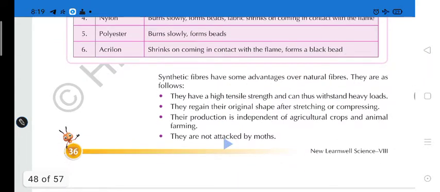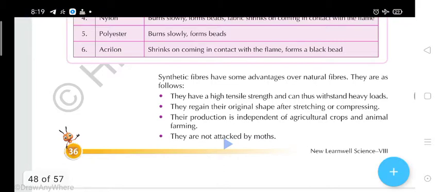Synthetic fibers have some advantages over natural fibers. And what are the advantages? First thing is what? They have a high tensile strength and can thus withstand heavy loads. Yes, they can withstand heavy load. It means if you try to tear that synthetic fiber, you will have to give more effort. So it means there is durability and strength in that fiber.